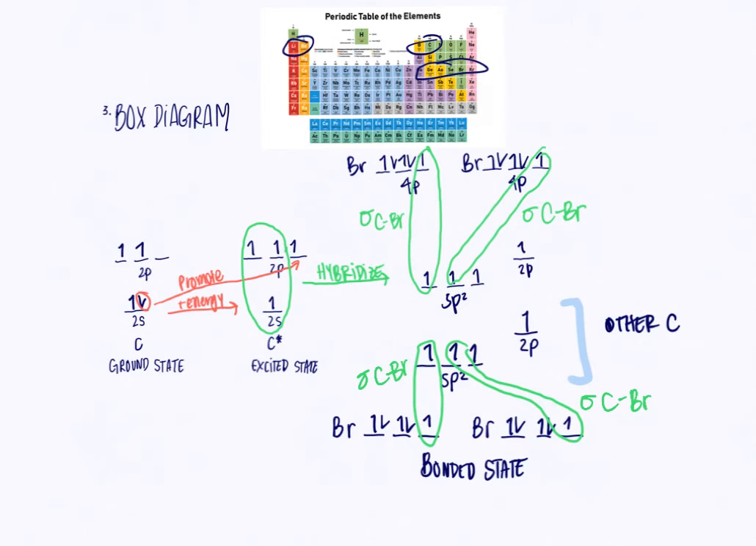The next step is we have to bond our carbons with one another. So what we're going to do is bond our electrons that are not paired yet with the sp2 orbitals. And then we're going to bond our electrons in the 2p orbitals in both carbons. This right here that I circled in pink is our double bond. So we have our sigma bond between carbon and carbon and our pi bond between carbon and carbon.